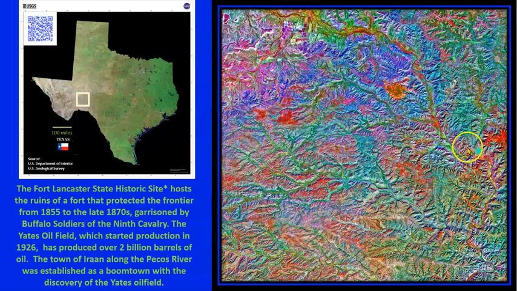The Fort Lancaster Historic Site near the Pecos River hosts the ruins of a fort that protected the frontier from 1855 to the late 1870s, garrisoned by buffalo soldiers of the 9th Cavalry after the Civil War. The Yates Oil Field is found in this curve of the Pecos River. It began production in 1926 and has produced over 2 billion barrels of oil. A large solar farm can be seen south of the Pecos, and this farm has added renewable energy to the landscape.